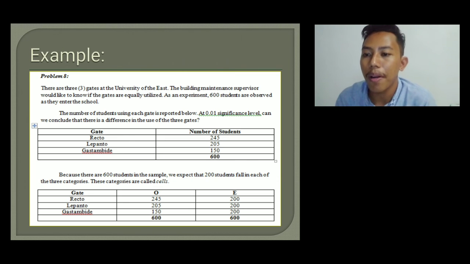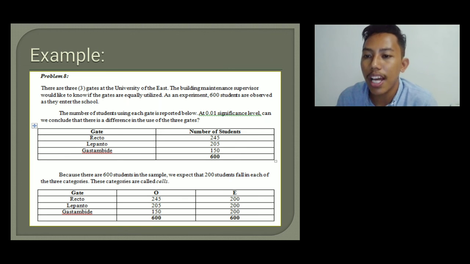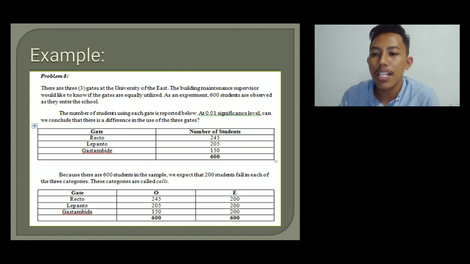For example, there are 3 gates at the University of the East. The building maintenance supervisor would like to know if the gates are equally utilized. As an experiment, 600 students are observed as they enter the school. The number of students using each gate is reported below. At 0.01 significance level, can we conclude that there is a difference in the use of the 3 gates?